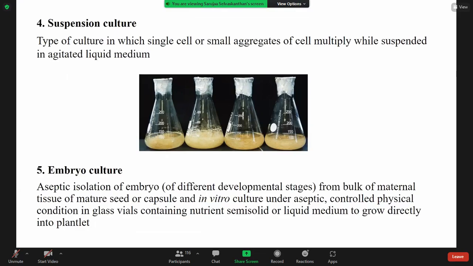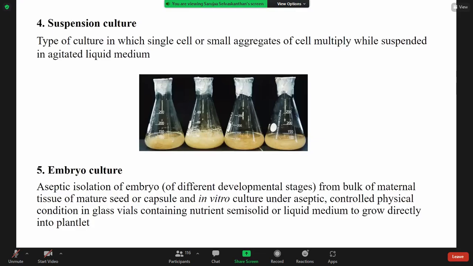This is also a suitable method for secondary metabolite production. We can take the callus and smash it to make very tiny cell aggregates. Those small aggregates we can transfer to liquid medium and keep on the agitator for the further culture process.